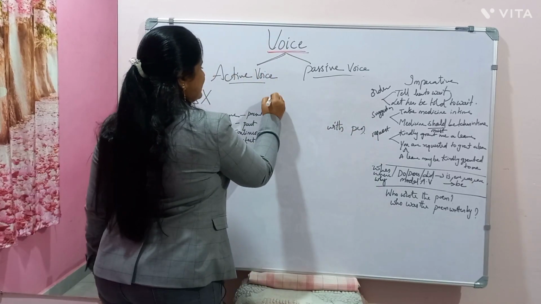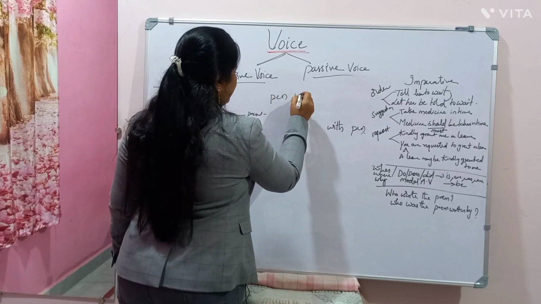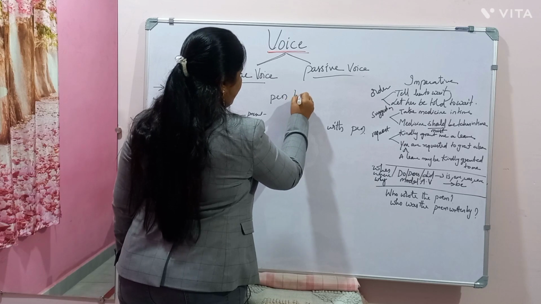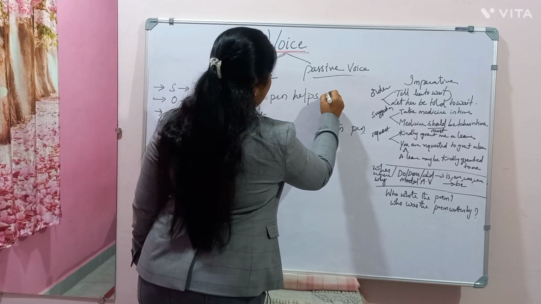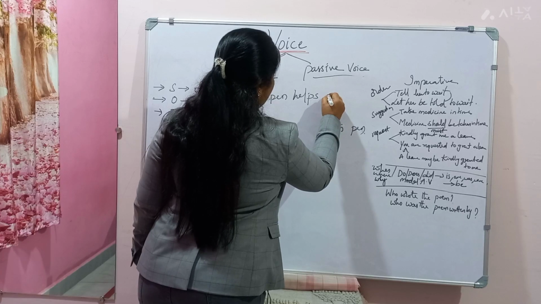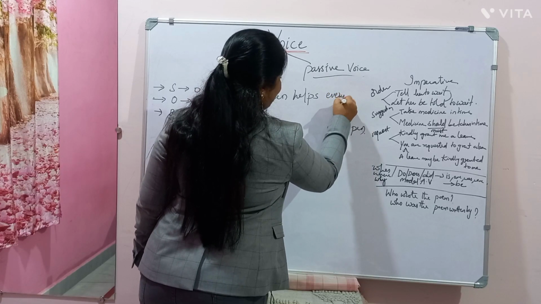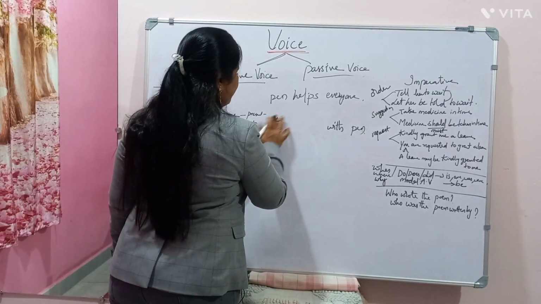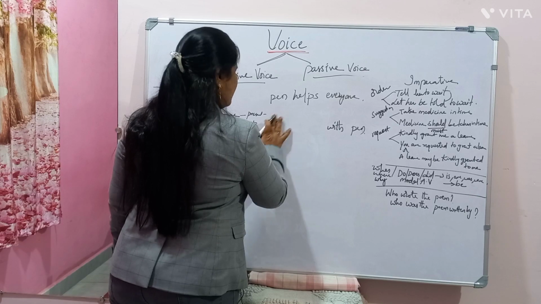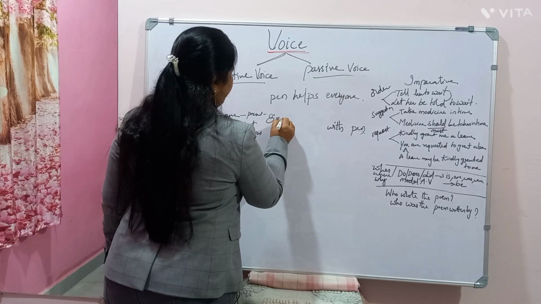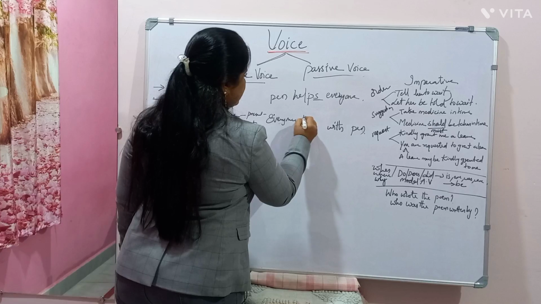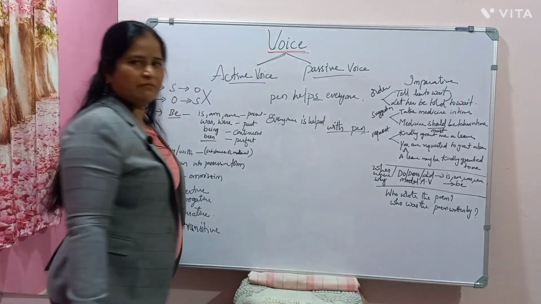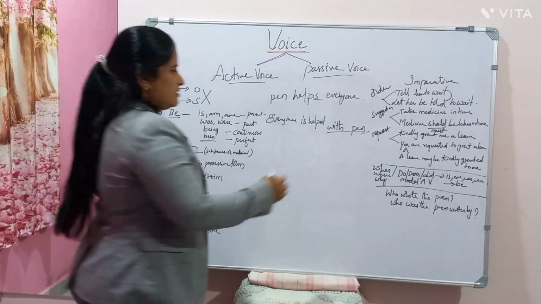Let me write the sentence. Pen helps everyone. Just I am trying to make a sentence. Pen helps everyone, so everyone in the sense all of us. Let me take the same word. Everyone helps is present tense, is helped with pen. Everyone is helped with a pen. So that's how, with pen.